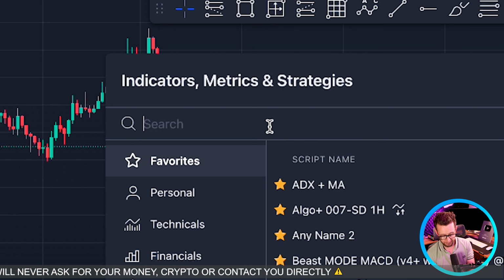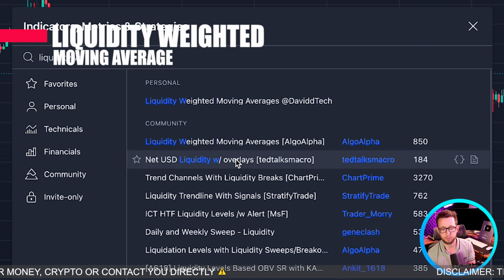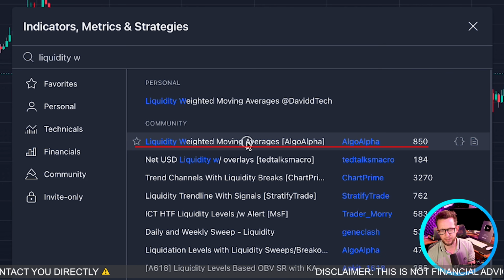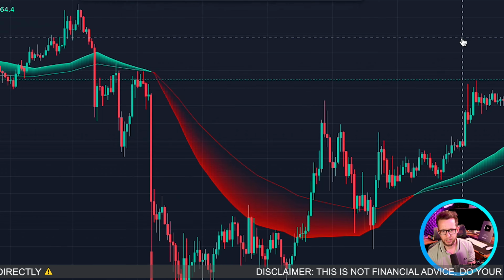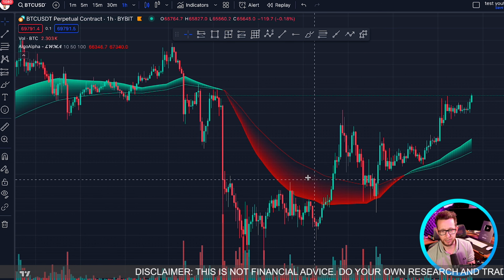The first one we're going to be adding by clicking indicators up here. We're going to be looking for Liquidity-Weighted Moving Average by Algo Alpha here. I have my own version, but this is the one that we're going to be using today. Okay, when we add that to our charts, as you can see, it gives a red and green cloud.